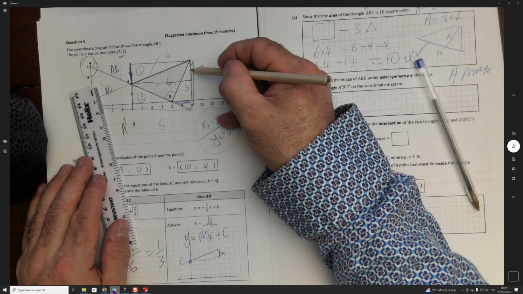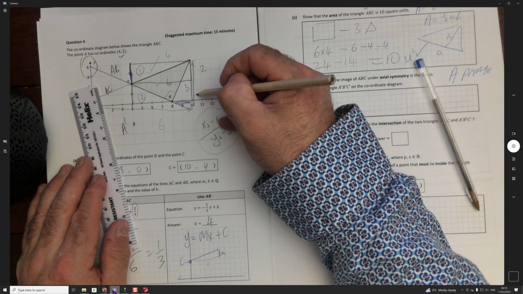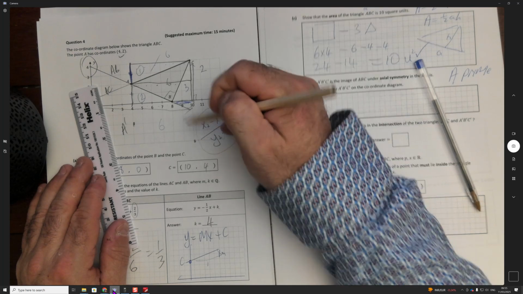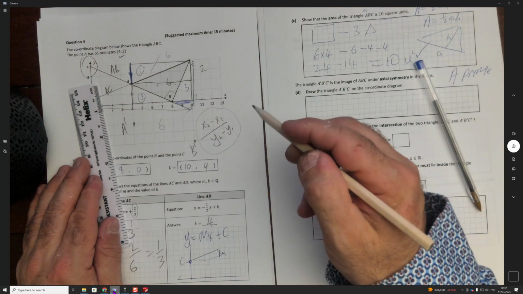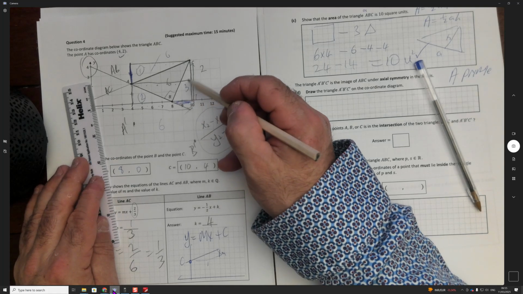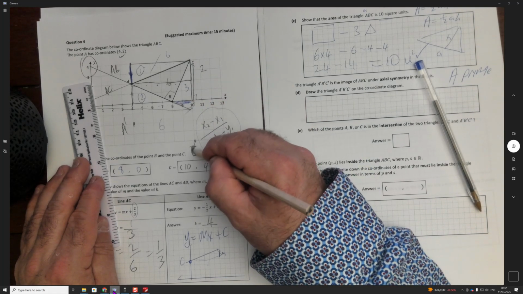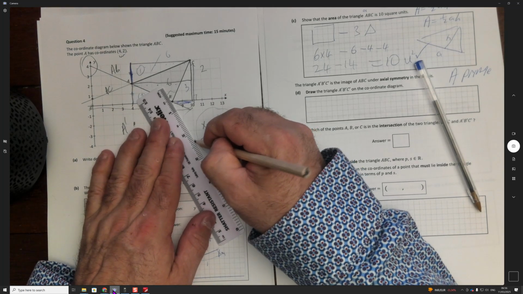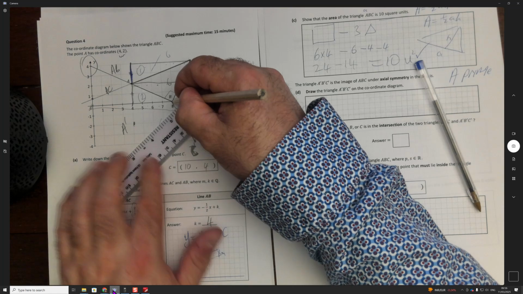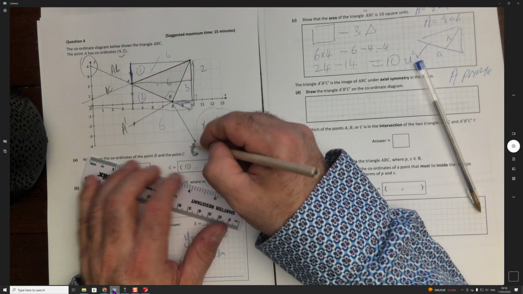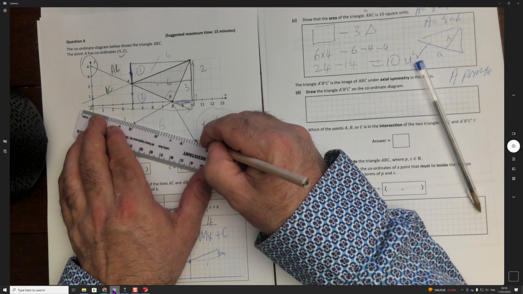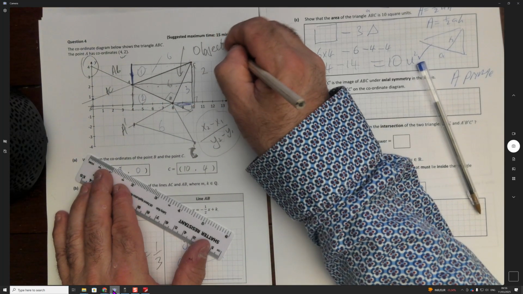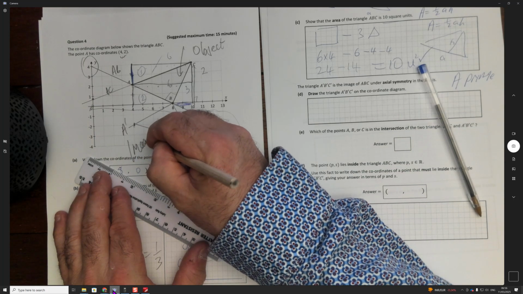Where's C? C is here, it's gone down 1, 2, 3, 4, perpendicular to the x-axis, goes down another 4. 1, 2, 3, 4, just there. Okay, so that'll be C prime. And B is its own image, because if it's reflecting across the x-axis and it's already on the x-axis, it doesn't go anywhere. Okay, so you end up getting this image. This is the object, and this is the image.